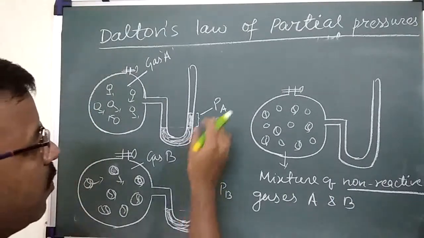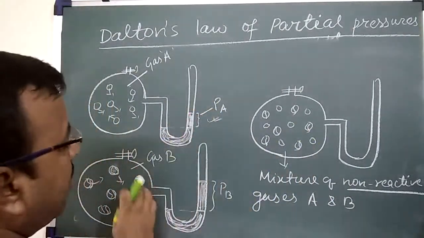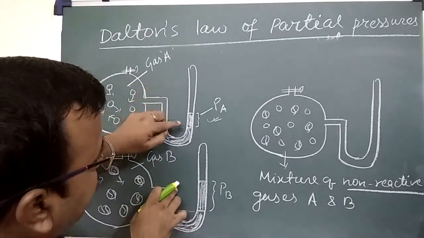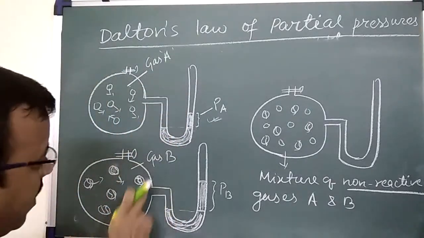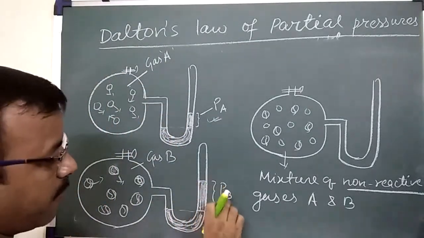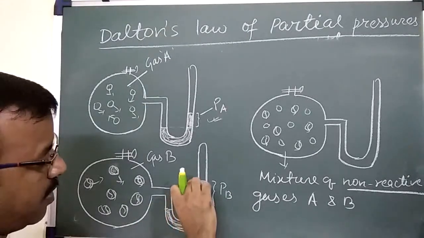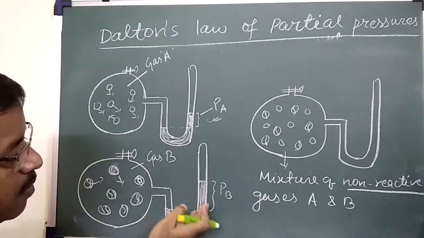Okay. Now see, the gas A is exerting a certain pressure, which is responsible for the rise in height of the mercury level, and gas B is exerting a certain partial pressure, PB, which is also responsible for the rise in height of mercury.